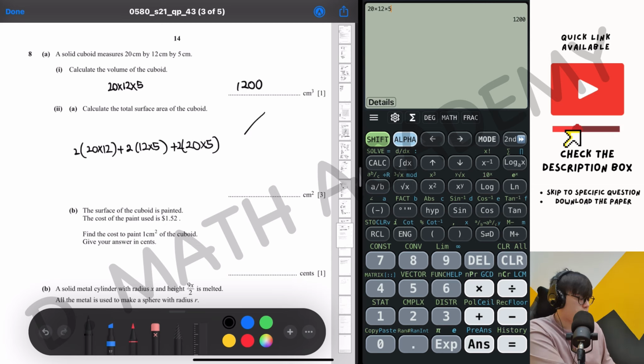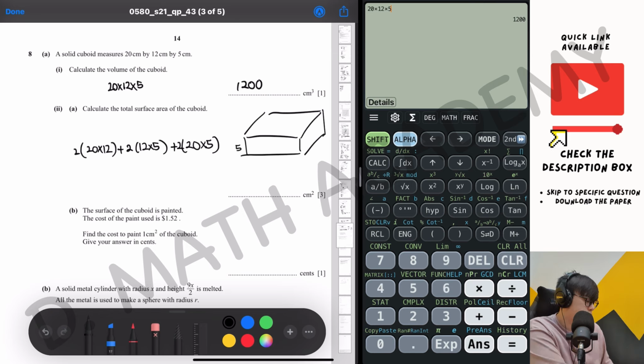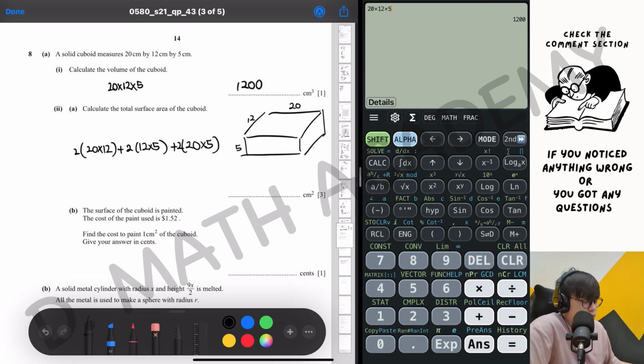So the scale of it could be looking at something like this. The 5 is actually here, the 12 is here, the 20 is here. So these are the reasons behind why I multiplied this way. Through the calculation, you should get 800 as your final answer.